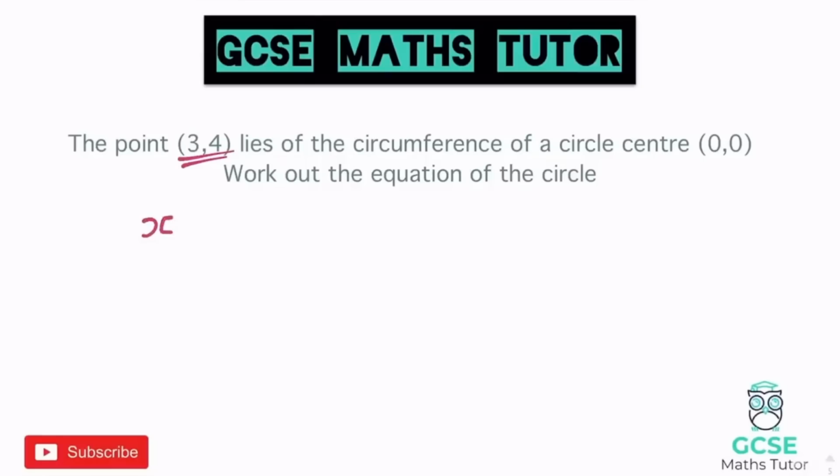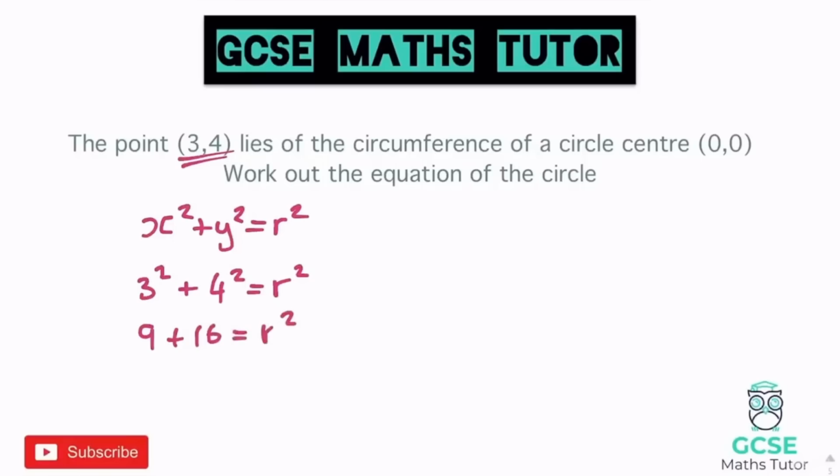Now we know the equation of the circle is x squared plus y squared equals the radius squared. So if we just plug these numbers in, 3 squared being the x coordinate, y being the 4, so 4 squared, and that's going to again equal the radius squared. So if we work this out, we get 9 plus 16, which equals 25. Again, that equals the radius squared. So if that equals 25, then we can write our equation there. So we have x squared plus y squared equals 25. There we go.